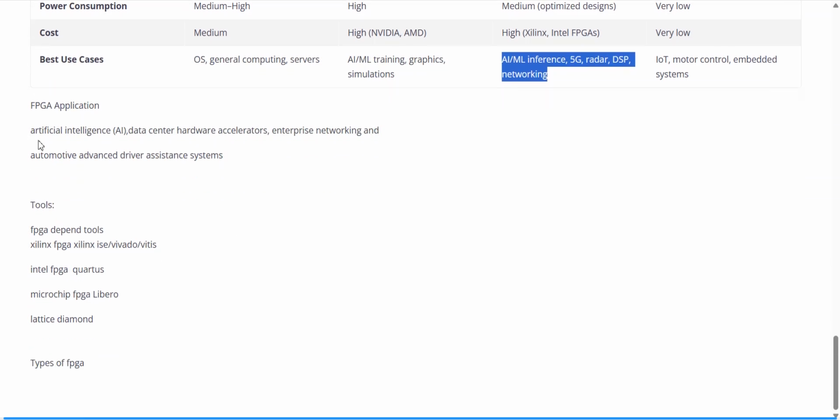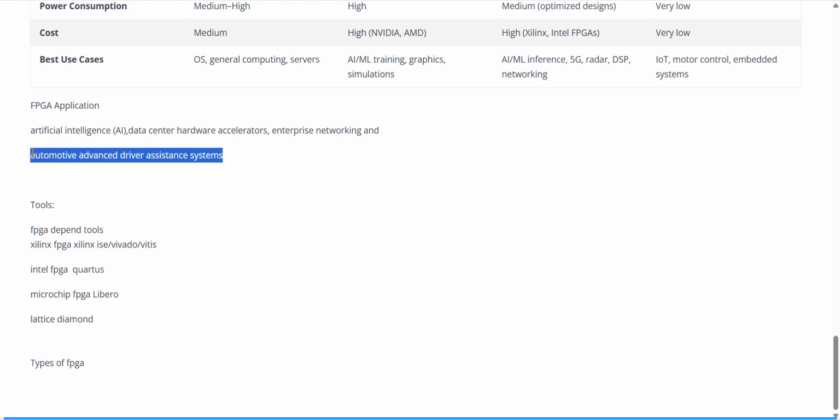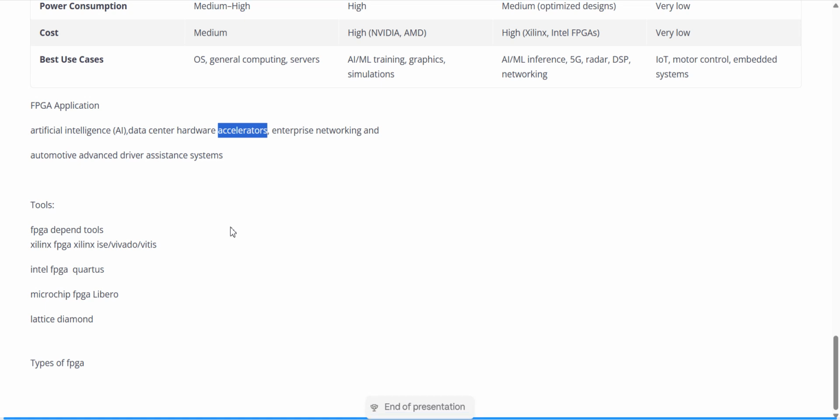What is the basic use of FPGAs? As I told you, it's for AI data centers, acceleration cards, enterprise networking, and automotive advanced driver assistance systems. Now the automotive industry is going for the FPGA. As per the pipeline techniques, its speed is very high, so that's why the automotive industry is going for the FPGA. For data centers in the stock market right now, most companies are going to use the SLSM card for DSP high-speed calculations. So that's why FPGA is most probably used.